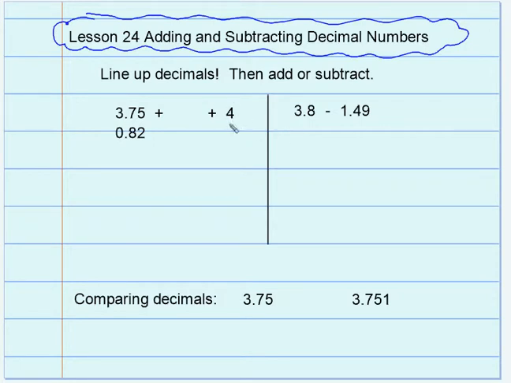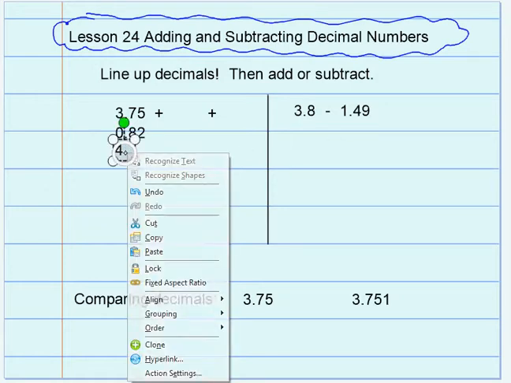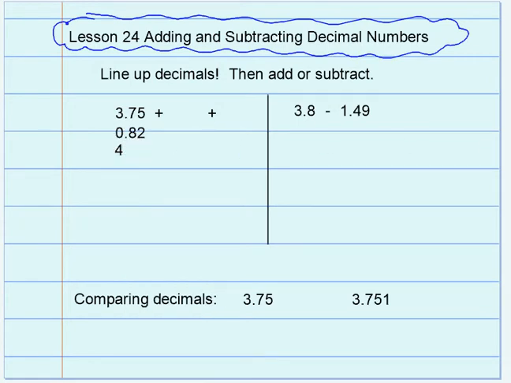Where's the decimal in the number 4? Well, it's after the whole number, after the ones place. So that 4 has a decimal, but you can't see it. So make sure that you line that up on the other side of the decimals, okay? It is a whole number, so it goes in front of the decimal.